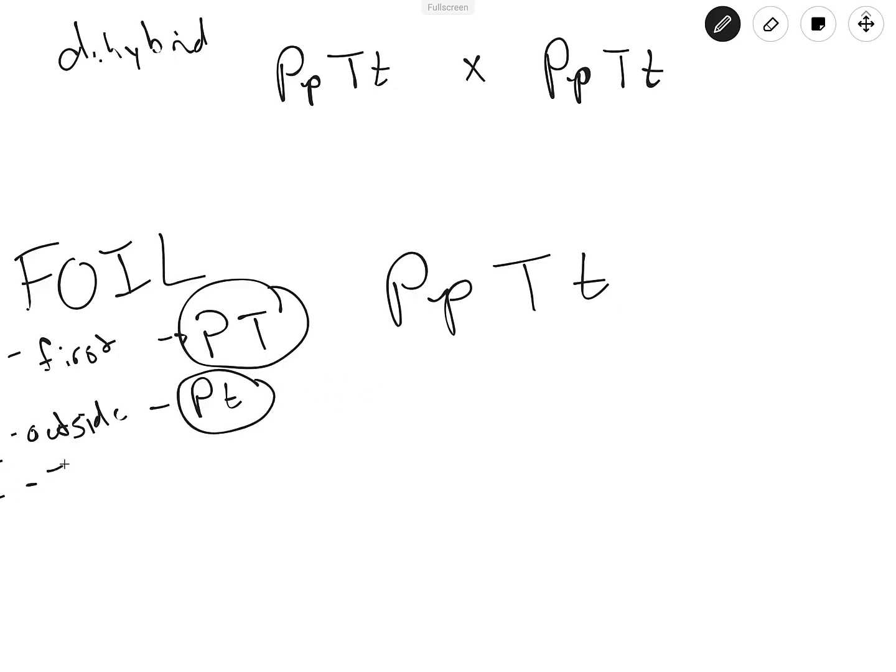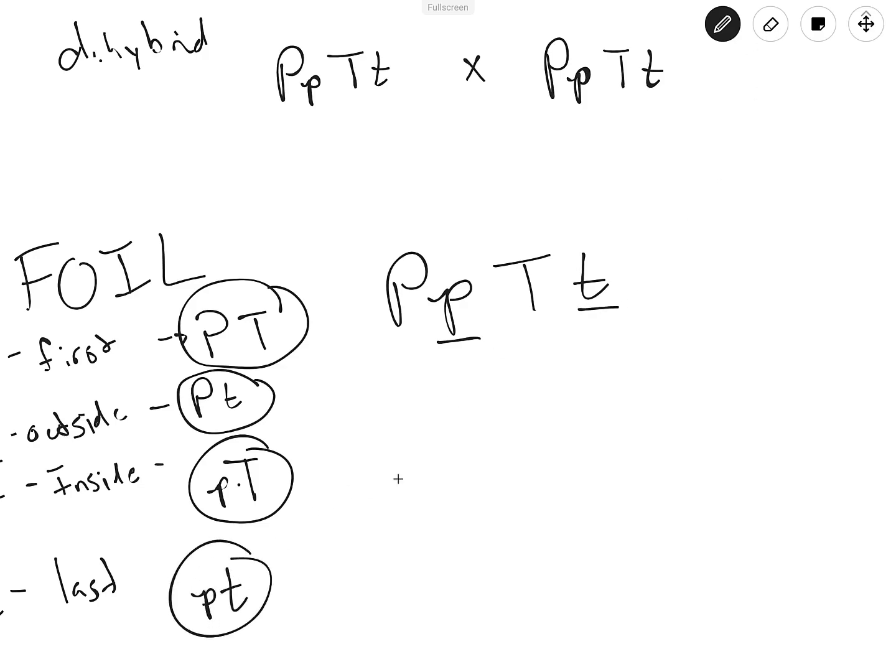I stands for inside. So those are the two on the inside, the little p and the big T. So the next egg would be little p, big T. And then L stands for last. So that's the last one in each pair. So little p, little t. So with 4 different alleles here, there are 4 possible combinations of gametes. So these are the gametes.